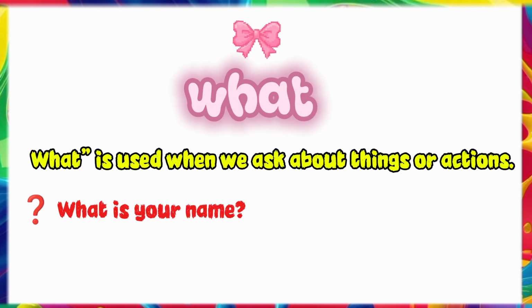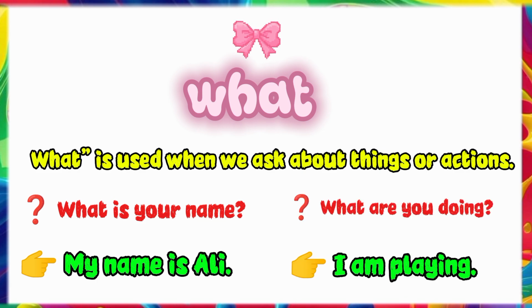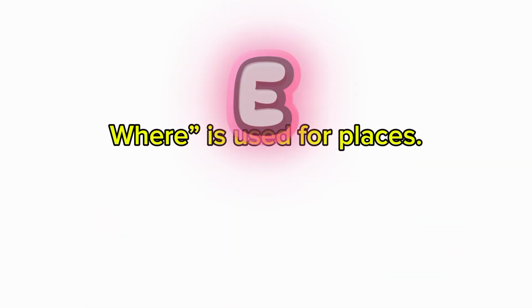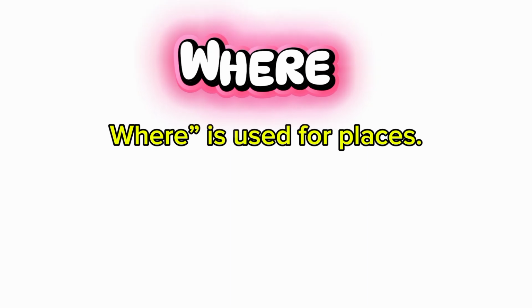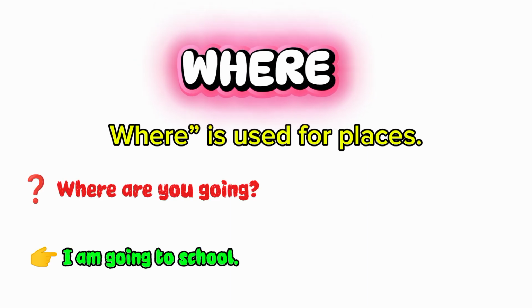What is your name? My name is Ali. What are you doing? I am playing. Where: place. Where is used for places. Where are you going? I am going to school.